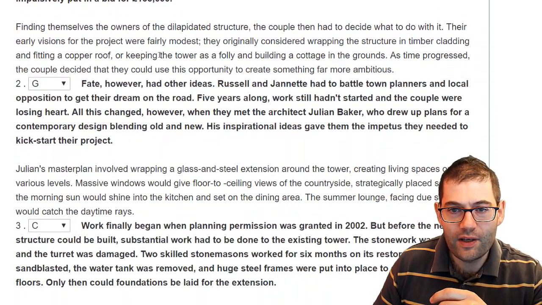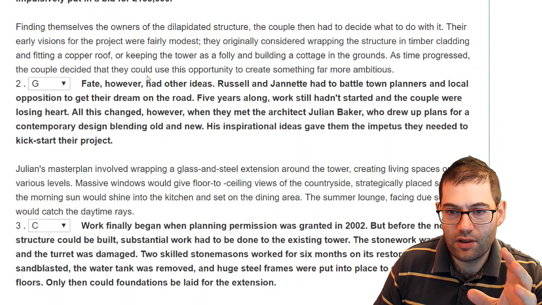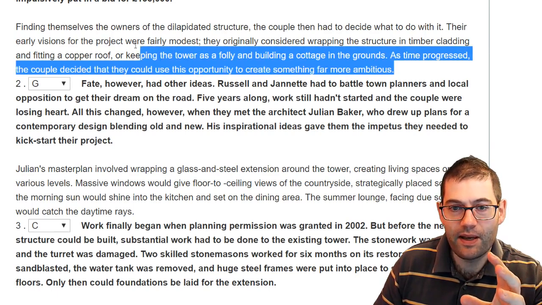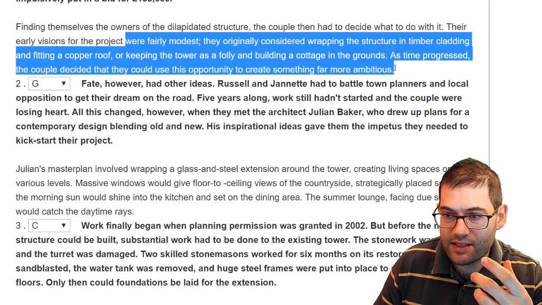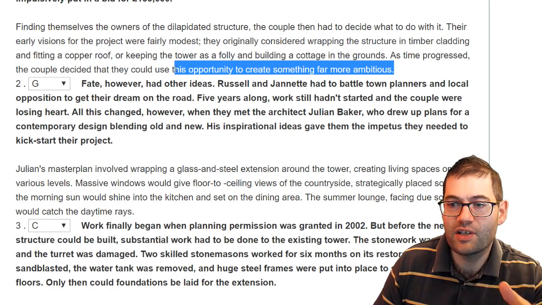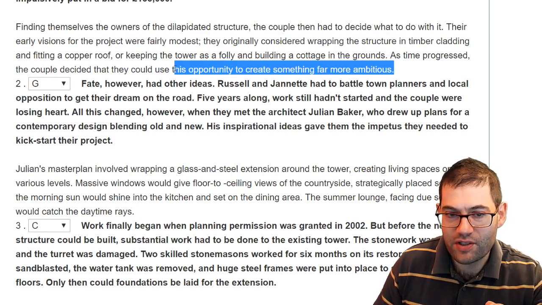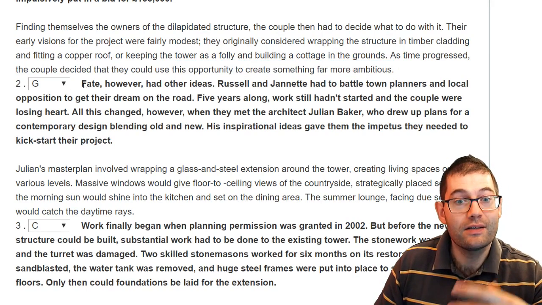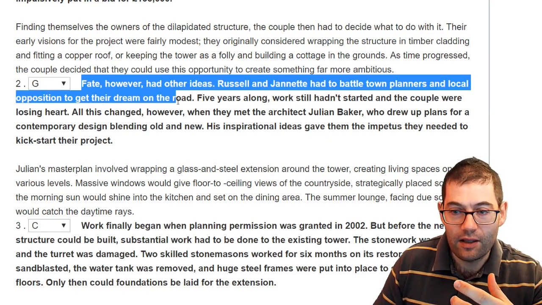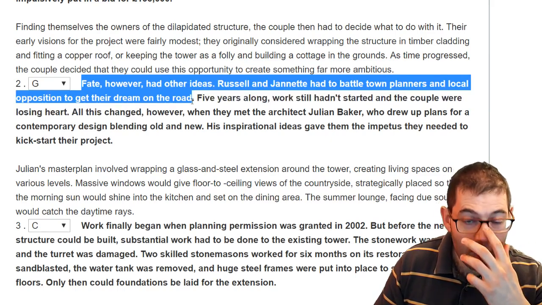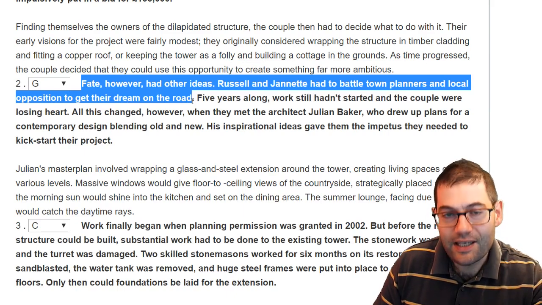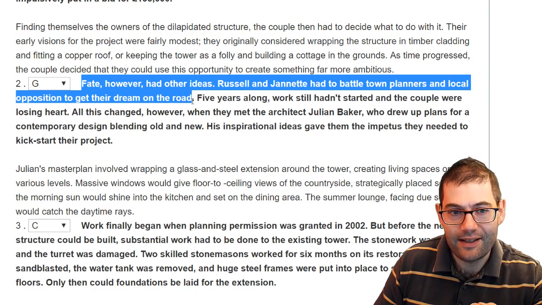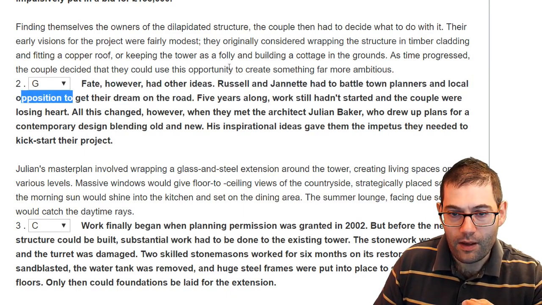For B, finding themselves the owner of the dilapidated structure, and this conversation was about what they wanted to do with it, and this is important, this last sentence, create something far more ambitious. And then G creates context, the fact that local other people had problems with their plans and they fought against them. So you've got opposition here.